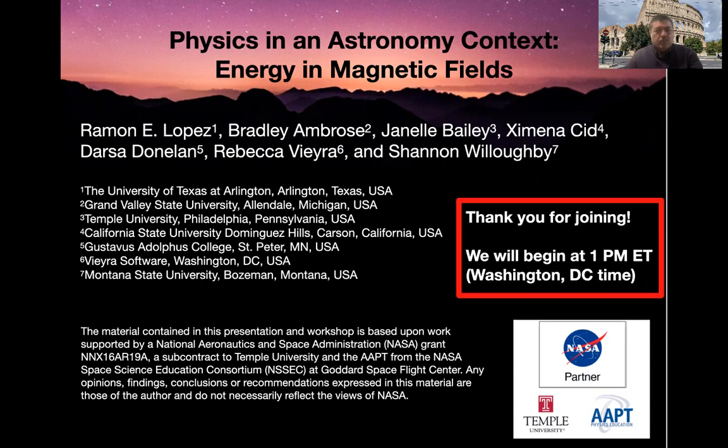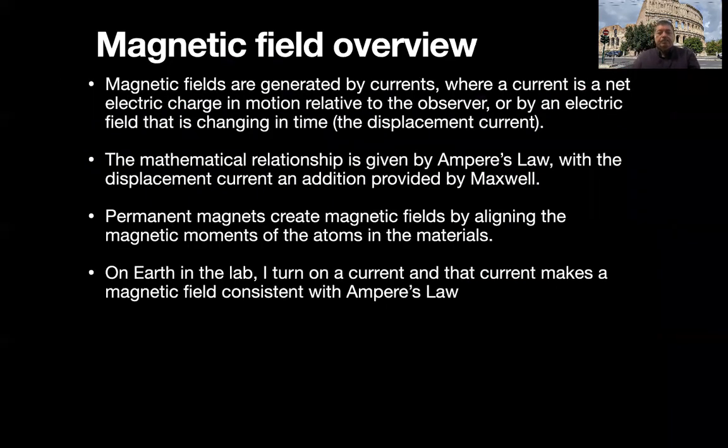With each workshop, we provide a short piece on some of the science behind what's going on in the activity. So today, we're going to be focusing on magnetic fields. I want to start with just a brief overview of magnetic fields. We know that magnetic fields are generated by currents, where current is electrical charge in motion relative to the observer, or an electric field that's changing in time, the so-called displacement current.